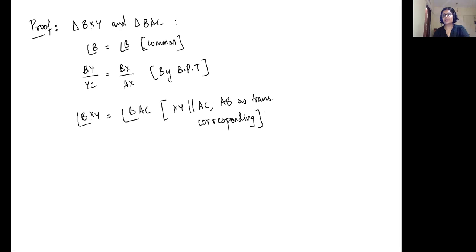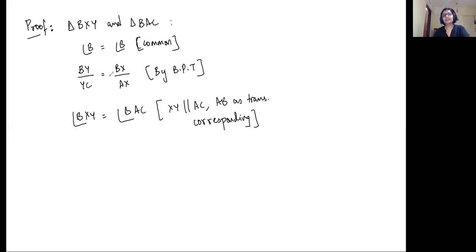Now, Murtaza, you can use BPT, just that instead of YC and AX, you need to get BY upon AC equal to BX upon AB. So to get that, add 1 on both sides, you should be able to get that relation. And after inverting this, if you add 1 or subtract 1, you'll be able to get that relation. Okay.